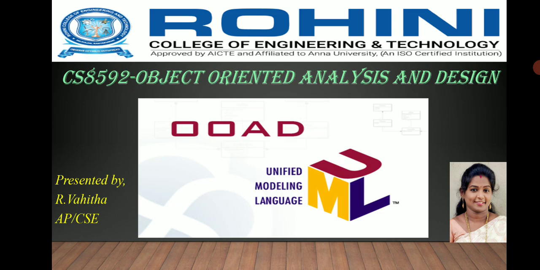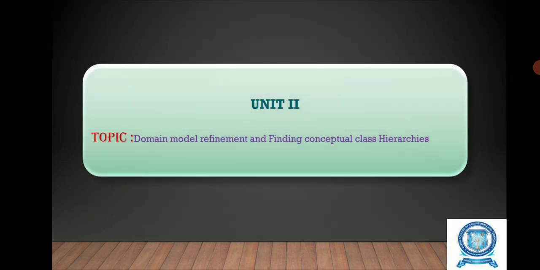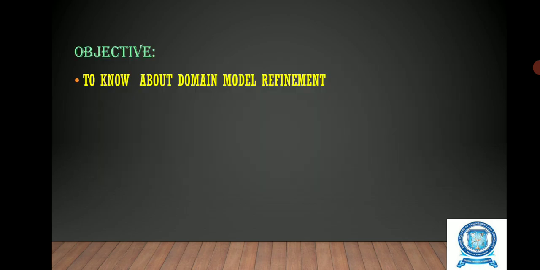I am here to explain a few concepts of the subject CS 8592 Object Oriented Analysis and Design. Here we are going to discuss the topic Domain Model Refinement and Finding Conceptual Class Hierarchies. The objective is to know about the domain model refinement.